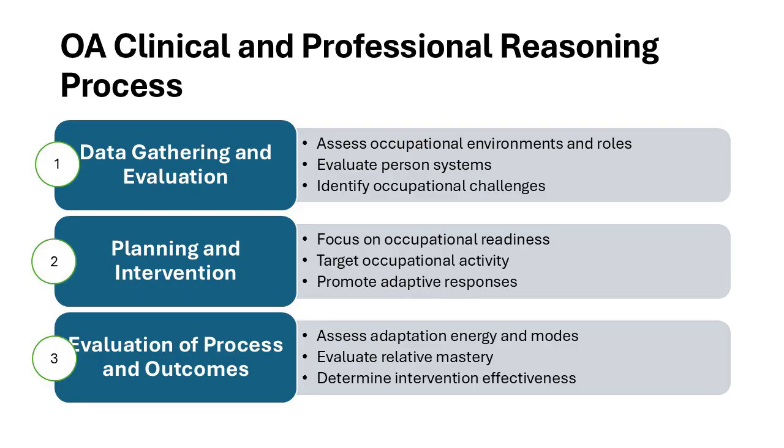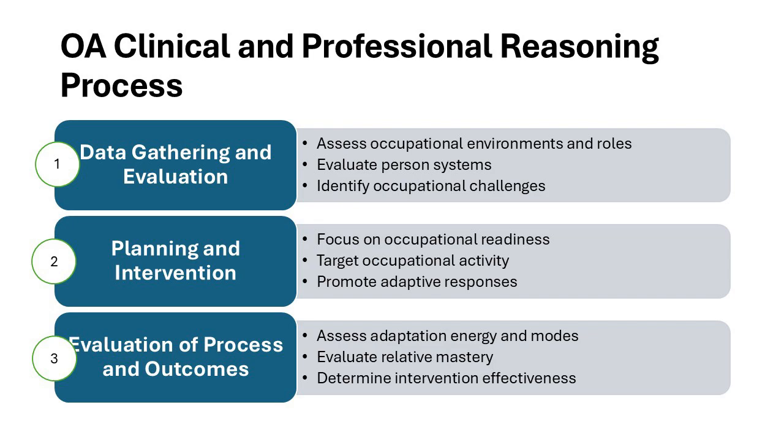Then step two is planning and intervention. And this has sort of three layers. First, you focus on occupational readiness, preparing the client, maybe addressing underlying issues. Okay. Second, you target the meaningful occupational activity itself, the doing. And third, you actively work to promote those more effective adaptive responses we talked about, moving towards new modes and blended behavior. Got it. Readiness, activity, response.